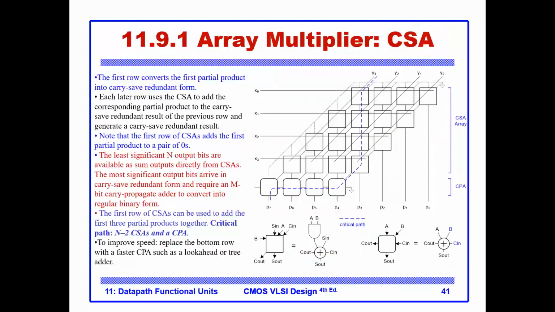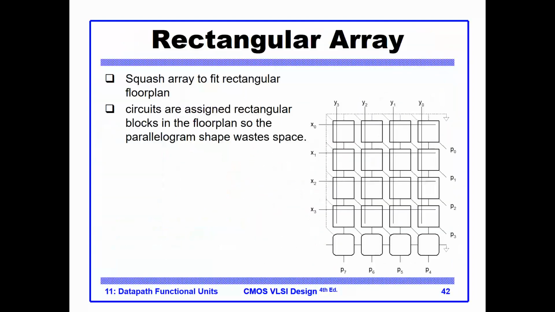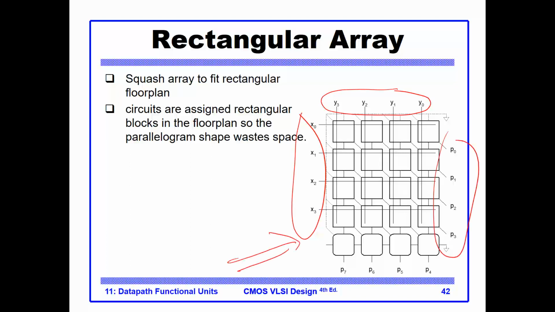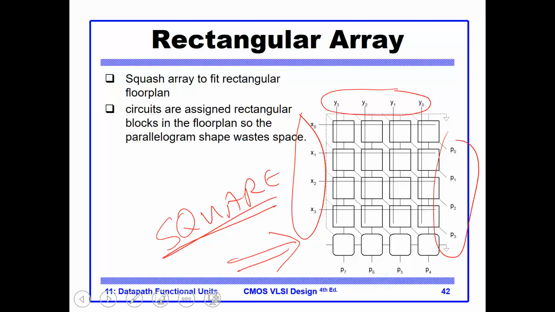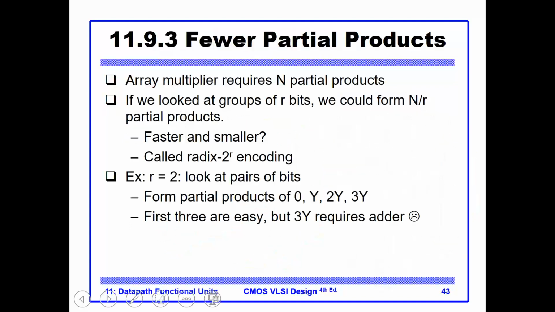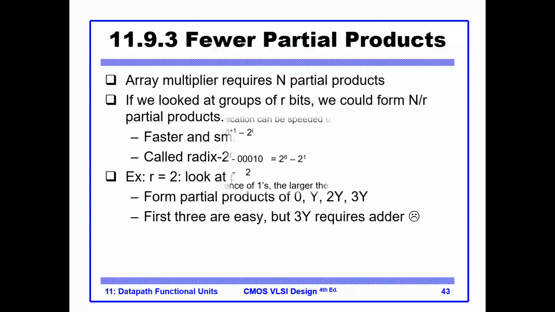Now, this layout can be put into a square. It's just rearranging the inputs and the outputs to make it look like a square. And in VLSI design, we like square designs because they are easier to implement, a square or rectangle rather than diagonal.